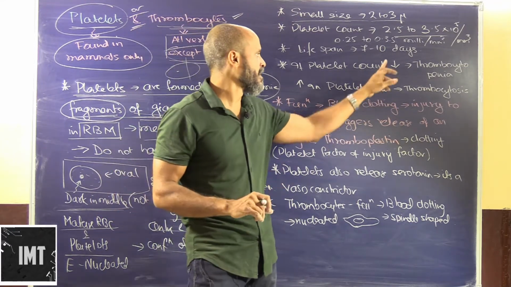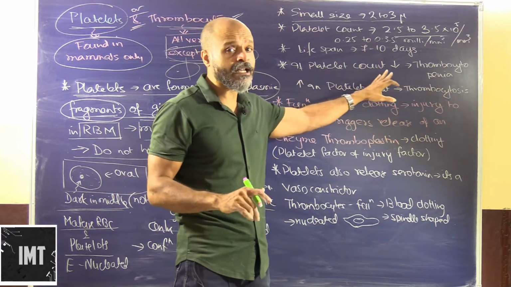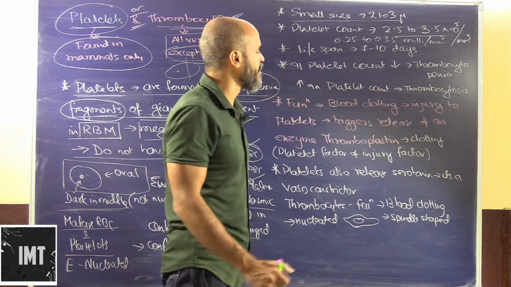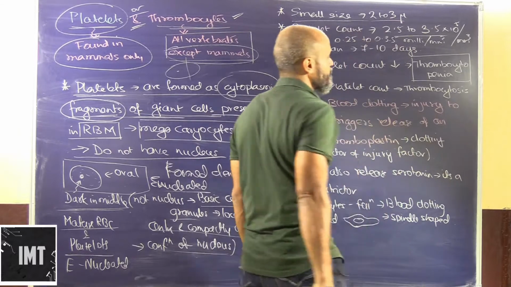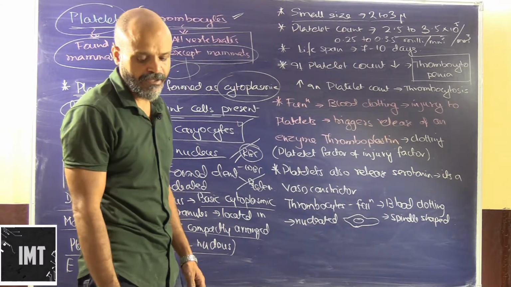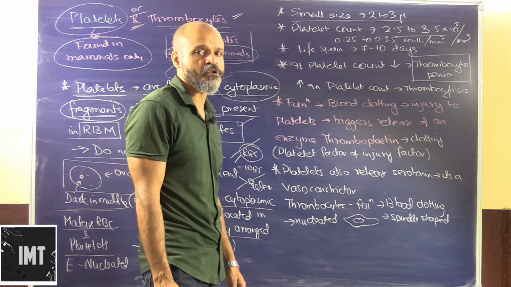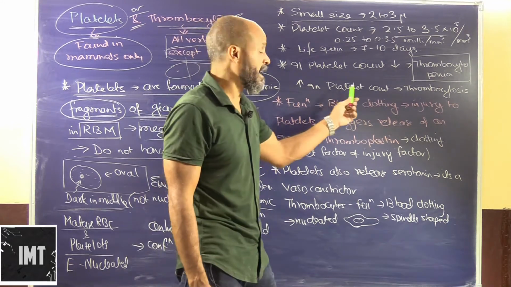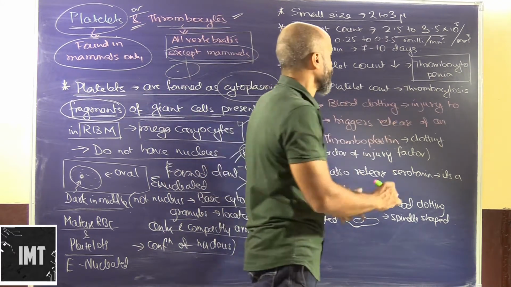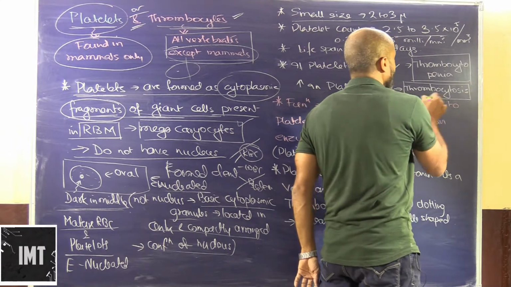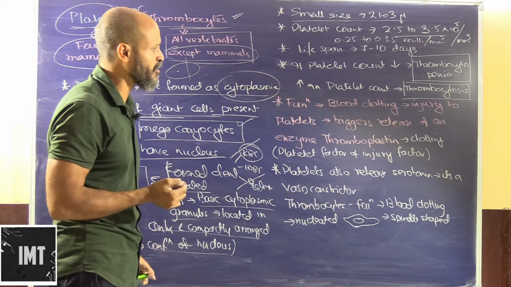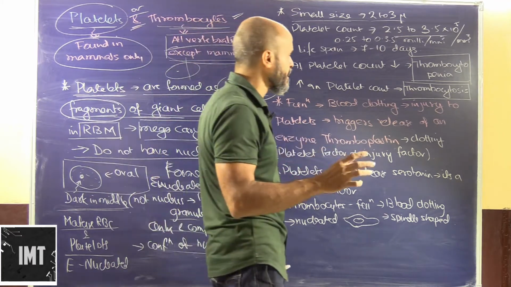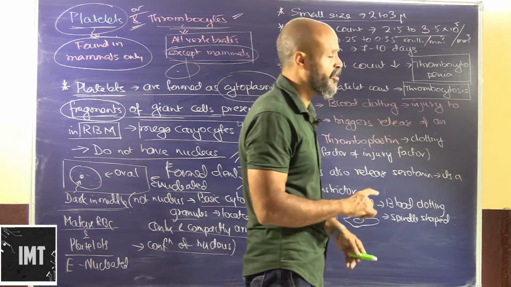Okay, very short lifespan. If platelet count decreases, then we call this thrombocytopenia. This feature is known as thrombocytopenia if the platelet count decreases in an individual, and if the platelet count increases, we call this thrombocytosis. Okay, so platelet count decreases, it is known as thrombocytopenia. If the platelet count increases, it is known as thrombocytosis.